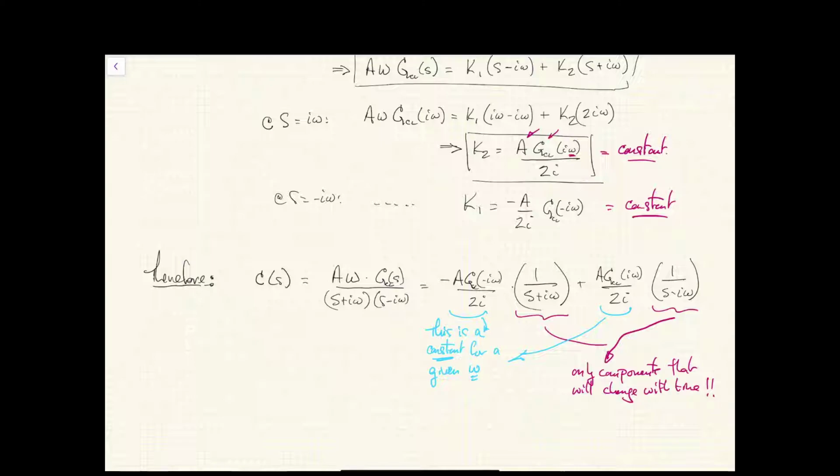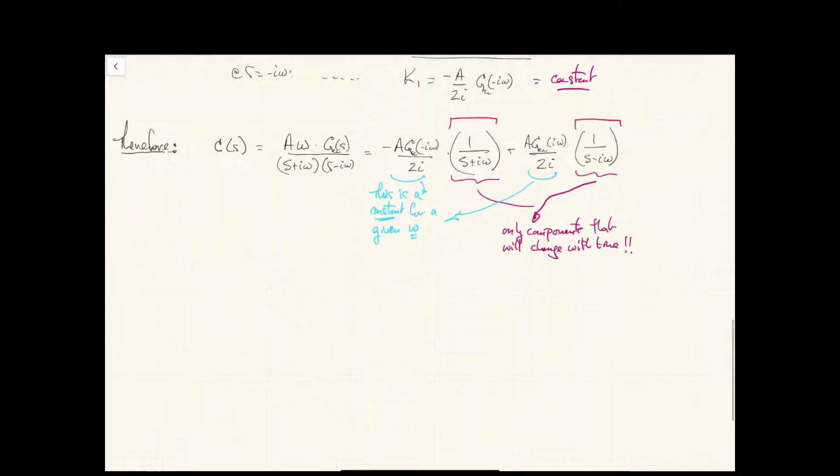Okay, so we're in pretty good shape now, right? We're in good shape because we do have entries for the Laplace transform of these two fellows right there. That's our classic one. That's our exponential function. So let's take the inverse Laplace transform of C of S.